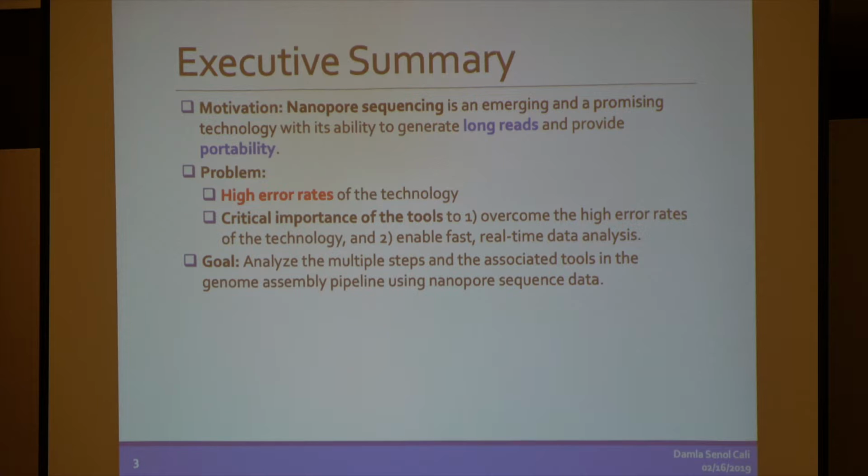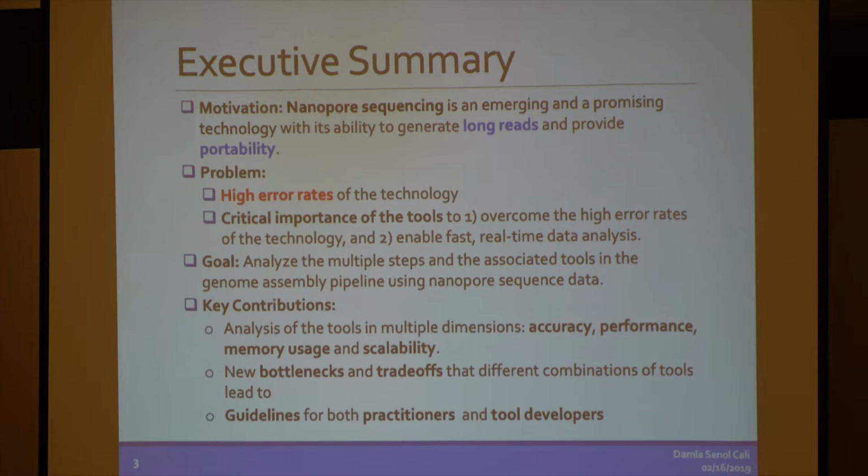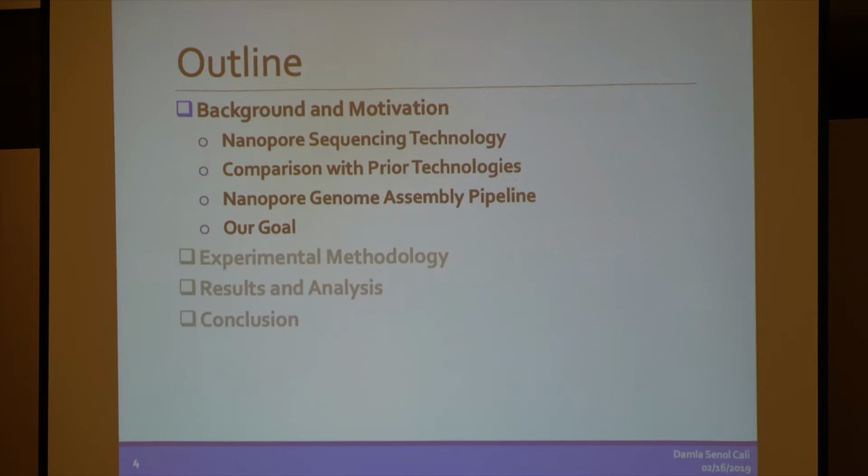So in this work, we analyze multiple steps and the associated tools for the genome assembly pipeline using nanopore sequence data, and we performed our analysis in multiple dimensions: accuracy, performance, memory usage, and scalability. We revealed new bottlenecks and trade-offs that different combinations of tools lead to, and we provided guidelines for both practitioners and tool developers. So let's start with the nanopore sequencing technology, its advantages, and how we analyze nanopore sequence data.